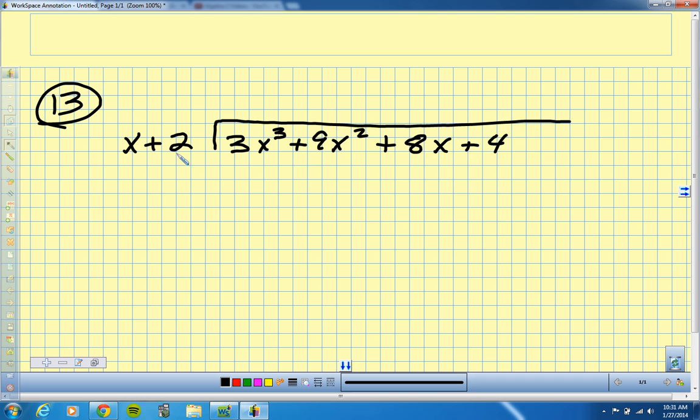So we have two terms outside, we start two terms in. I know this is going to be an x squared because of this x squared. This variable exponent combo is always going to match. Always, always, always, every single time. The only thing that could change is the number in front. So what times x equals 3x cubed? We need 3x squared. So we're going to put a 3 in front of that.